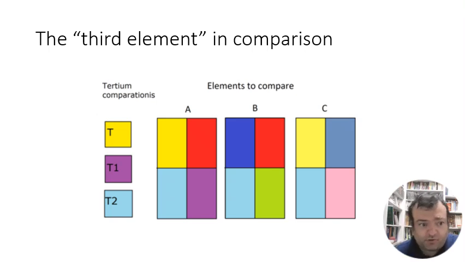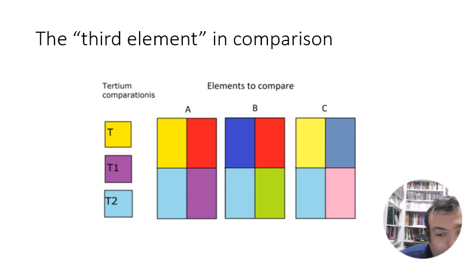I can pick as a tertium comparationis, as a criteria for comparison, either T, T1 or T2. Suppose I take T2 as a tertium comparationis, I can say that A, B, C have a similarity, which is that they all have a quarter of T2. But if I take T1 as a criteria, then I will have to say that B and C together are different from A in the sense that while A has T1 in the color purple, B and C have no color purple.